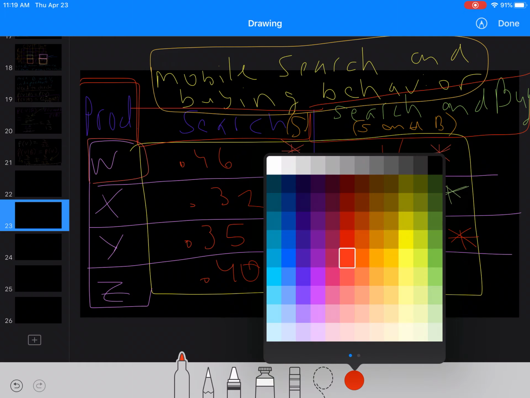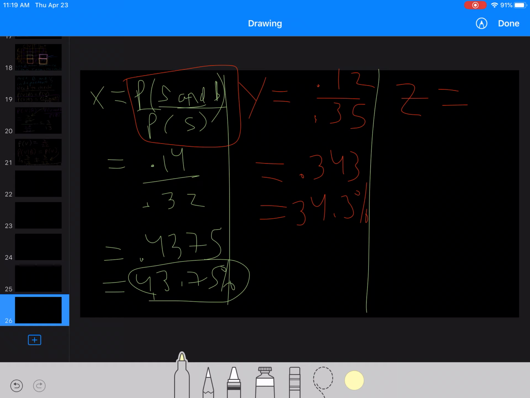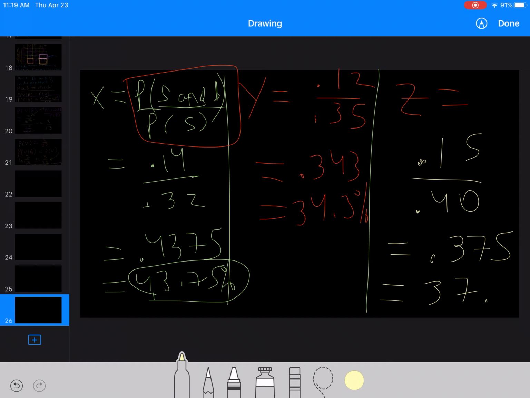And lastly, let's look at Z from the table. So the probability of search and buy is 0.15, and the probability of search for Z is 0.40. So 0.15 over 0.40, which is going to be 0.375, which is 37.5%.